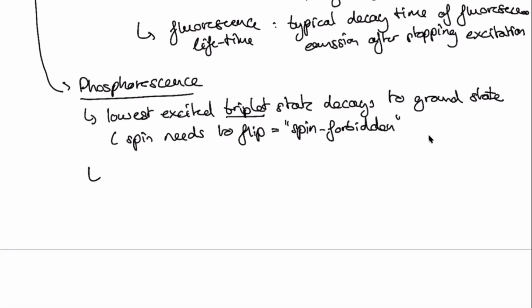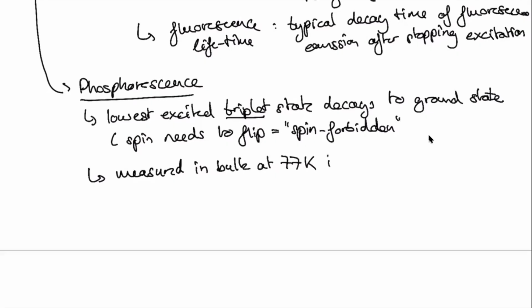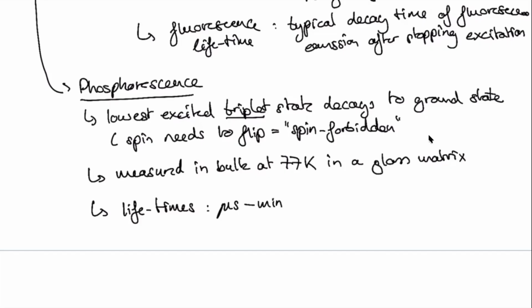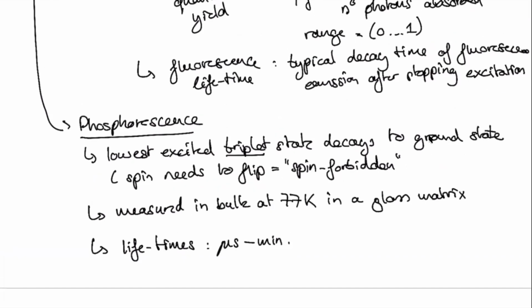Okay, that is typically measured in bulk at 77 Kelvin, so very cold, in a glassy matrix. So it's really fixed. And those lifetimes, so the phosphorescence lifetimes, they're in the microsecond to minute range, right? So much, much, much longer lifetimes than the typical fluorescence lifetime.